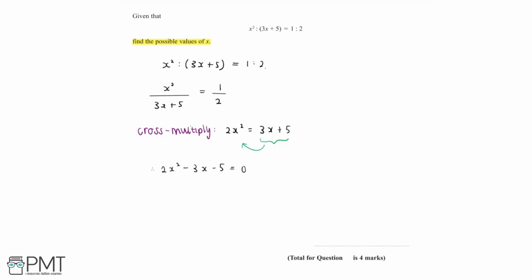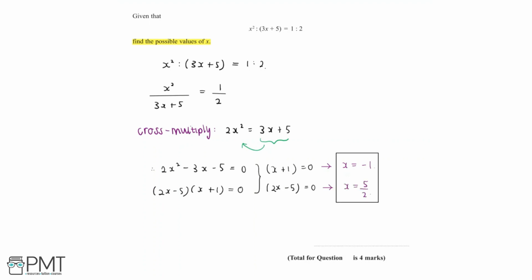Now to solve for x, let's factorise our quadratic equation. And so we end up with 2x minus 5 multiplied by x plus 1 is equal to 0. Now when x plus 1 is equal to 0, we can rearrange for x and find that x is equal to minus 1. And when 2x minus 5 is equal to 0, we can rearrange for x and find that x is equal to 5 over 2. And so we've now found the two possible values of x. We said that x could be equal to minus 1 and x is equal to 5 over 2.